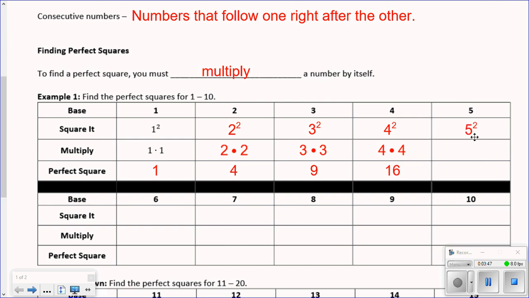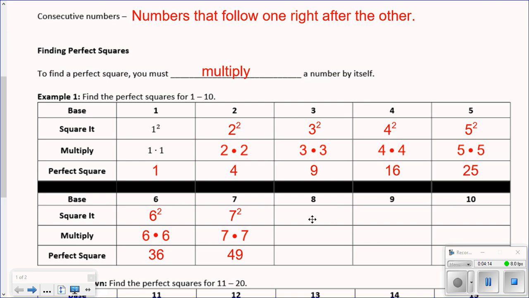5 means we're going to do 5 squared, which means we're doing 5 times 5, which gives us 25. Okay? 6 means we're doing 6 squared, which means 6 times 6, and gives us 36. 7 means we're going to do 7 squared, which means we're doing 7 times 7, which gives us 49.